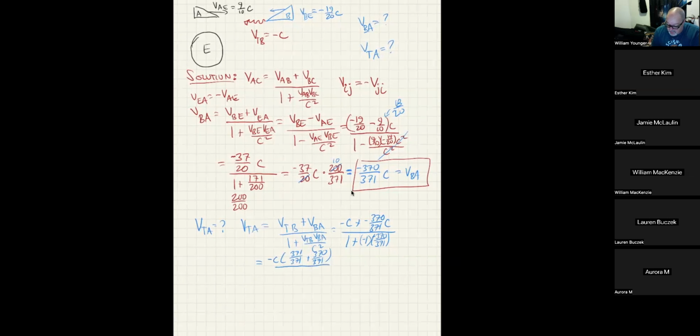Okay, so that gives me 841 over 371. And then down here at the bottom, I've got 371 over 371 plus 370 over 371, which gives me negative c, and this would be 841 over 371. And down the bottom, that's going to be 841 over 371. So lo and behold, I get a negative c. So relativity is right. It seems to work. Any questions on that? Okay.